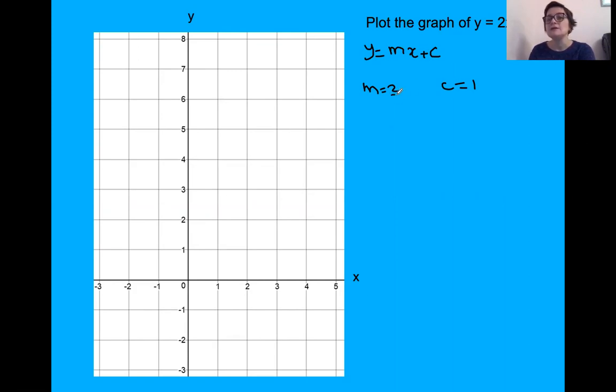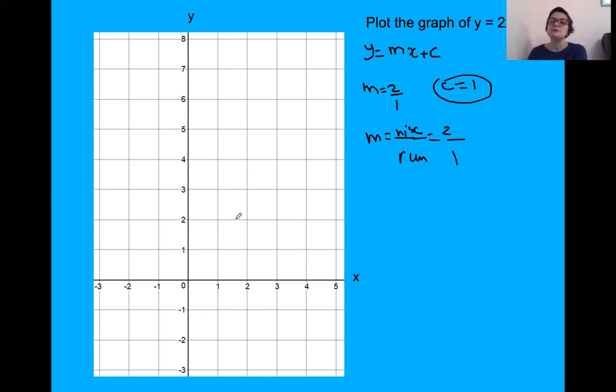But I like to represent the m, so the gradient, as a fraction. So in a way, I represent the rise and the run as well. So rise is 2, because I know the gradient is change of y over change of x. So rise over run equals 2 over 1. And I have the c equals 1 as well. I have the m, 2 over 1. So let's see how I can use the y-intercept and the gradient to draw the line.